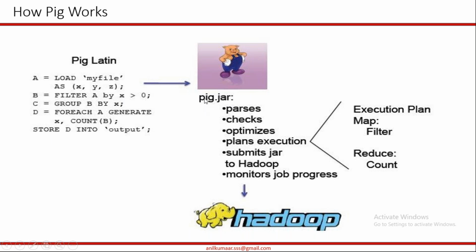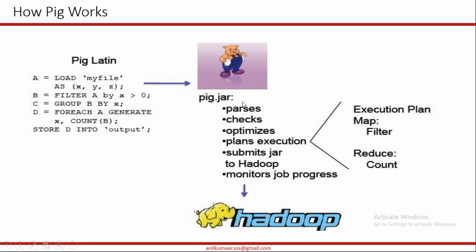Generally the jar is created by us, right? Earlier I said mapper, reducer, driver, and we create a jar file and run the jar file on the data set. So the moment you say STORE D INTO output or simply DUMP D, a jar will be created. Nothing but some execution plans working in the background: initially parsing, checking, optimizations, and executing those plans, submitting this particular job to Hadoop, and finally monitoring the job progress.